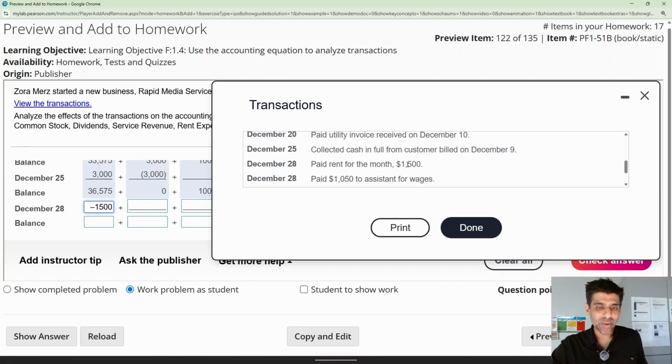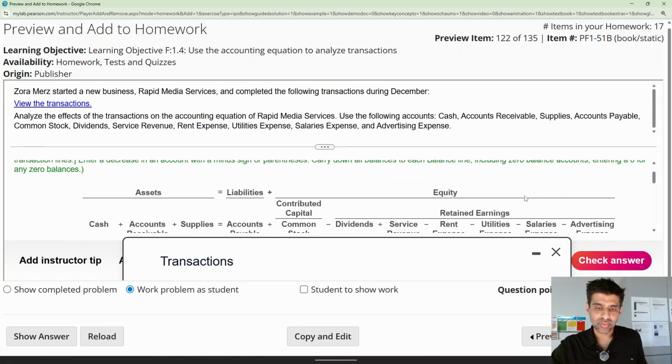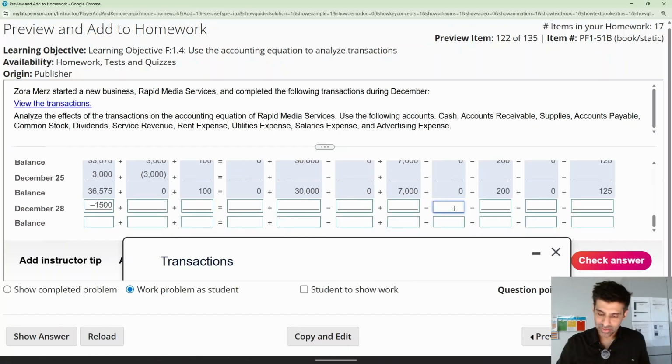Okay, so we paid rent 1,500, so our cash will go down. What's the second account that's involved? Rent expense, right? Right here. And again, you're going to make this a positive number because it's subtracted here. So, okay, what is the balance here? It's 35,075.